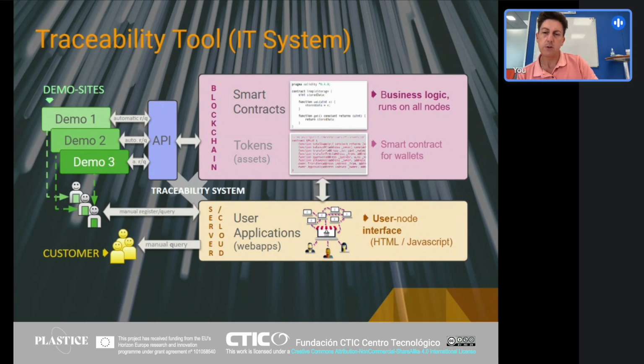There will be also another way to do these things if you cannot connect your systems. You will have a user application, a web application, where you can interact and send manually the information. And this end user web application will be used also by the consumers to query the information that all of us will have stored previously from our processes from the demo sites.